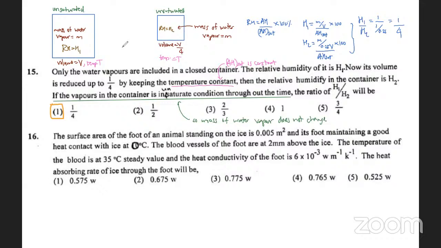Answer is first one. Okay, I'll repeat. Mass of water vapor is not changing. It's M. What is the equation for absolute humidity? Absolute humidity is equal to M over V, mass of water vapor divided by volume. So if mass is constant, if volume is reduced by 4 times, absolute humidity increases. Here's the equation for relative humidity. Absolute humidity of saturated vapor is constant, 100 is constant. So if absolute humidity becomes 4 times larger, RH will also become 4 times larger. So compared to H1, H2 will be 4 times larger.